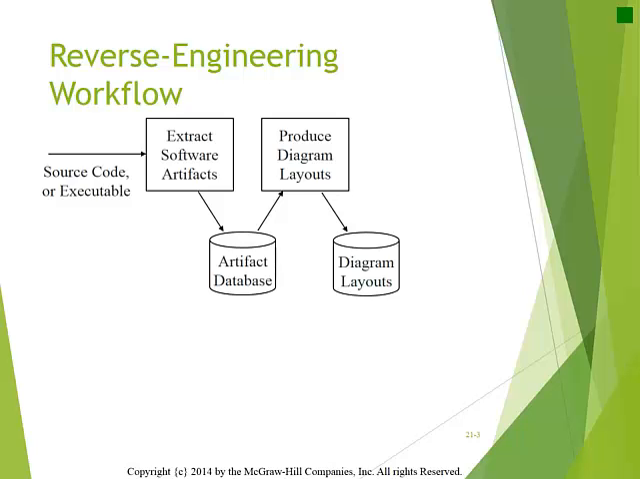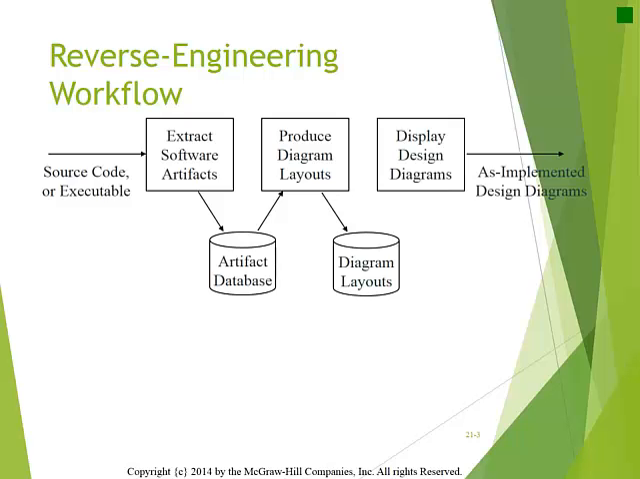The first step of the reverse engineering process extracts the software artifacts from the code. For example, to reverse engineer an object-oriented program would be to generate a class diagram: the classes, their attributes and operations, and the relationships between the classes.